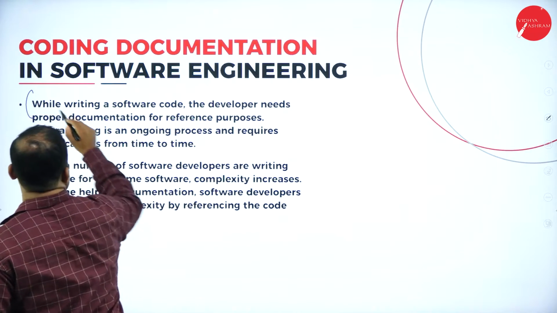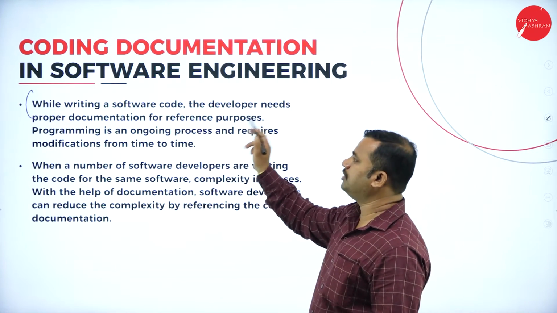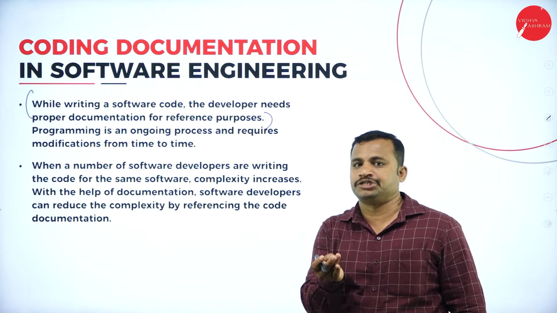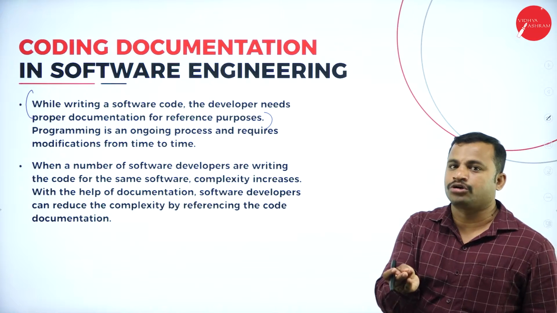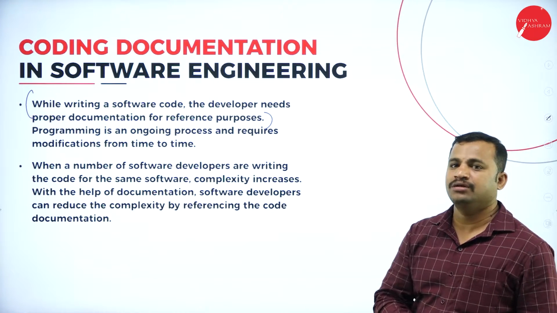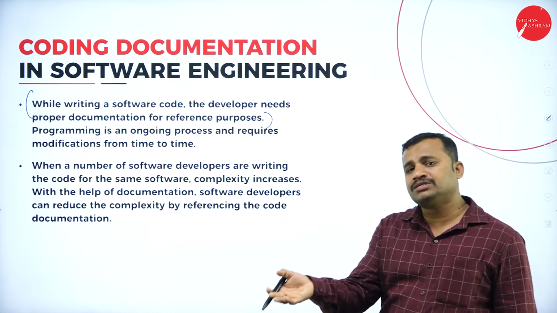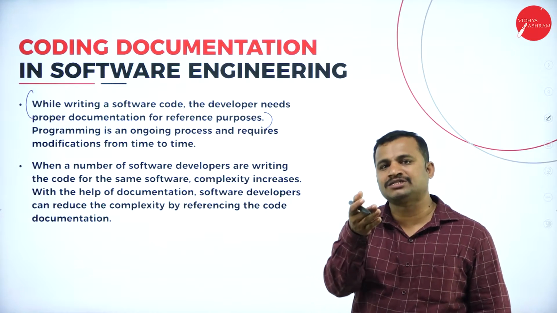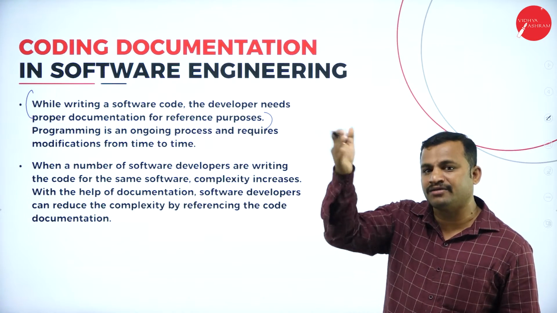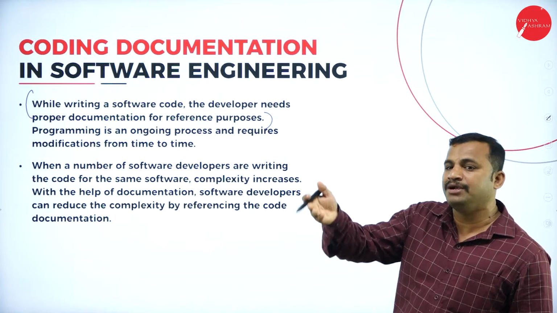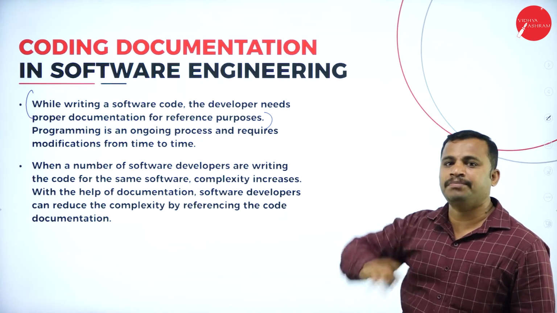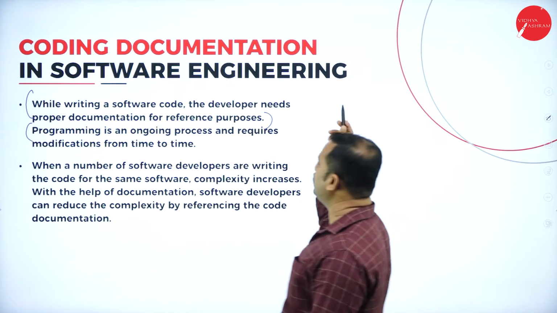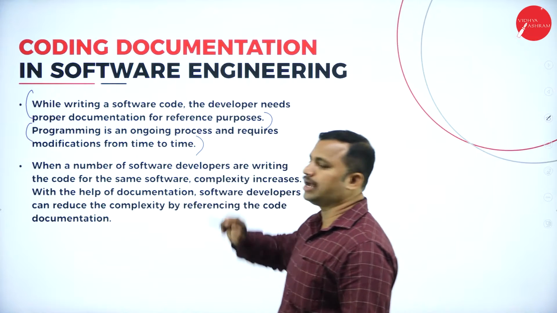While writing software code, the developer needs proper documentation for reference purposes. That means the design time documentation, the SRS documentation. All these are essential at the time of coding because he does not know what the requirement of a client is. Once he goes through the documentation, he understands what is exactly required for a client, and based upon that requirement, he starts thinking and develops a product for him. So programming is an ongoing process and requires modification from time to time.